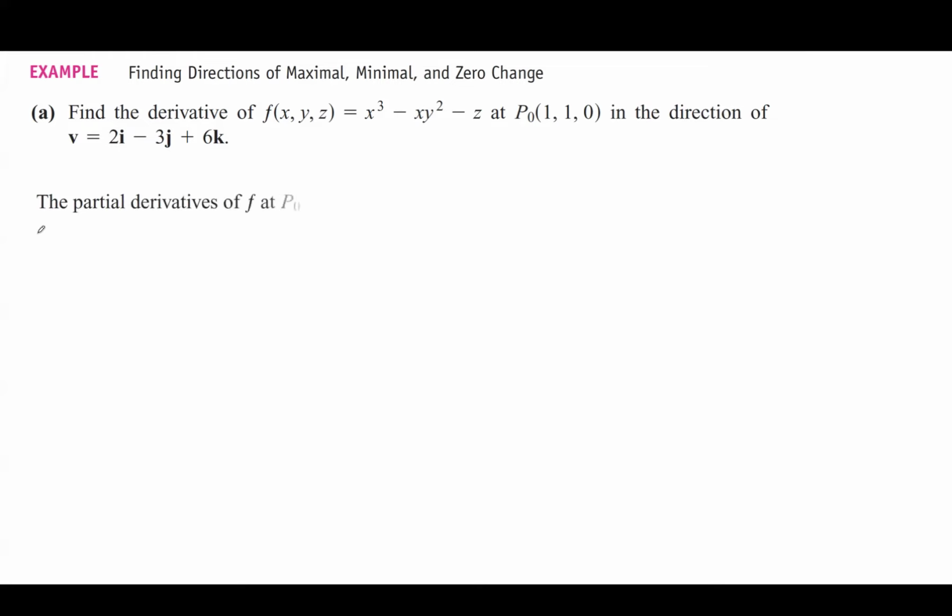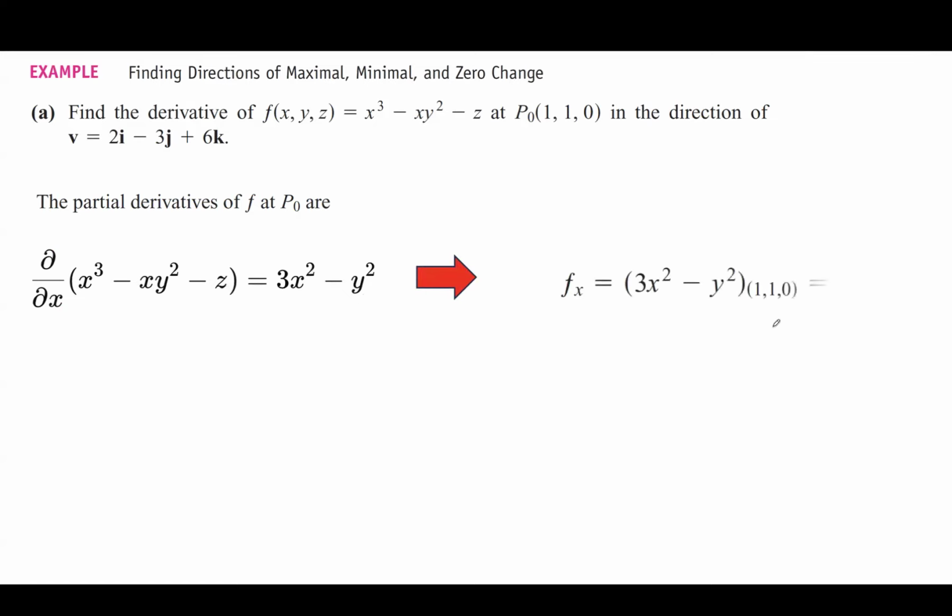So let us find the partial derivatives of the function first and then evaluate them at (1, 1, 0). The partial derivative of x cubed minus xy squared minus z with respect to x is 3x squared minus y squared. And remember that z acts like a constant, so it becomes 0. When you plug in (1, 1, 0), you get 3 times 1 minus 1, or basically 2. So this is the rate of change of the function with respect to the x-axis at the given point.